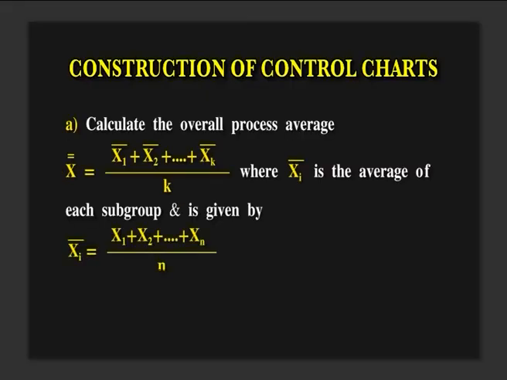Calculate the overall process average. So, overall process average is the mean of the subgroup means. So, x double bar equal to x1 bar plus x2 bar, etc. plus xk bar divided by k, where xi bar is the average of each subgroup.